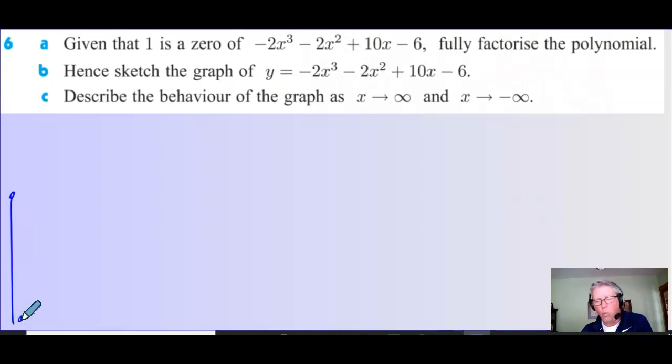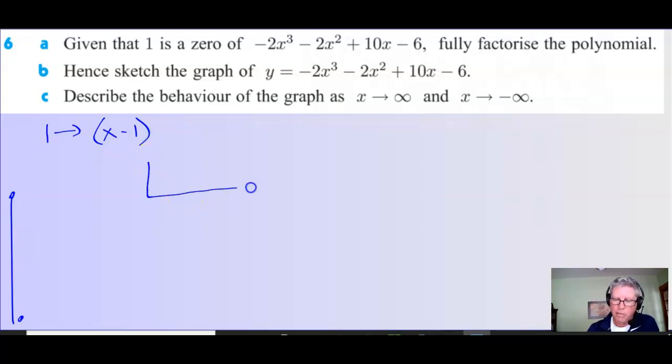All right. Given 1 is a 0 of that polynomial, fully factorize. So if 1 is a 0, that means x minus 1 is a factor. That means I can rewrite that polynomial as x minus 1 times something equals that polynomial. Well, how do you pull those factors out? My good friend synthetic division is my choice.